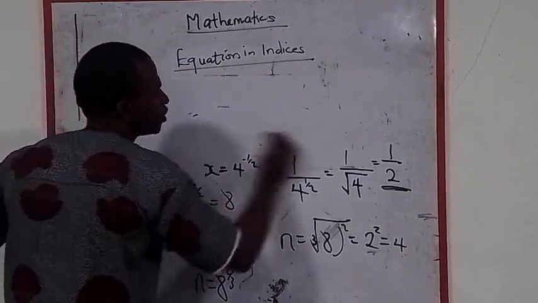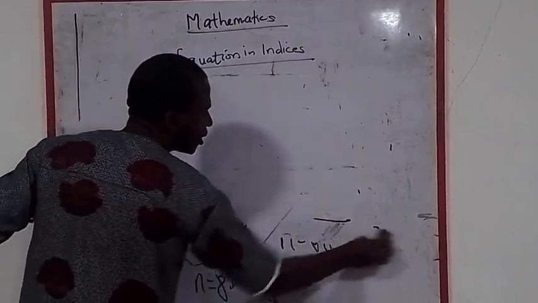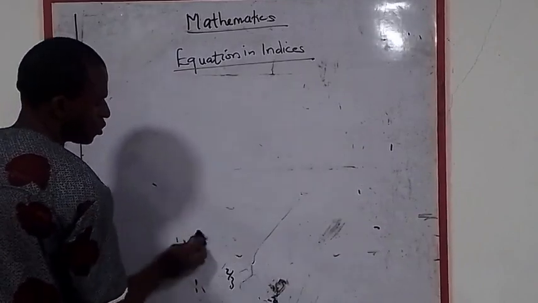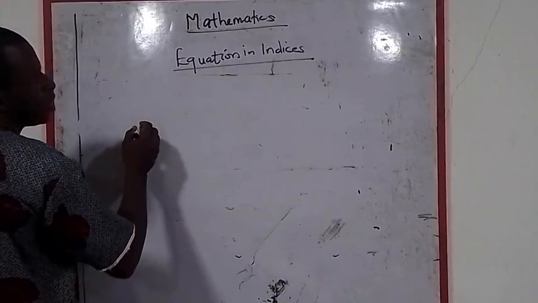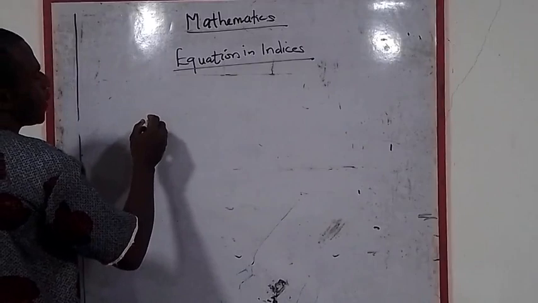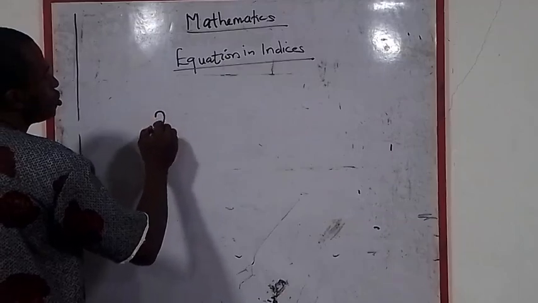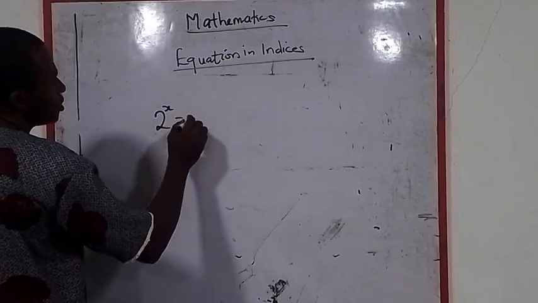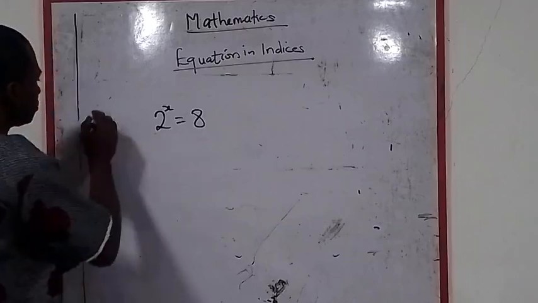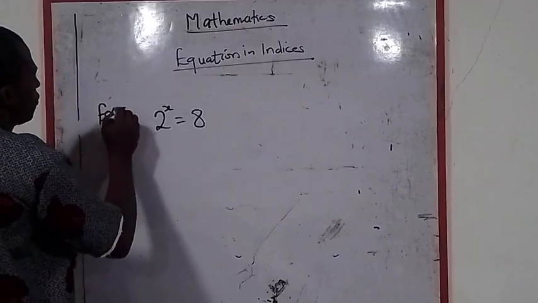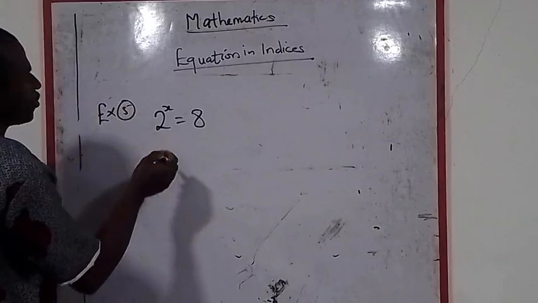Example 5. In these kind of questions, you're going to see that the power will be the unknown, unlike this case where the base is the unknown. Okay, let me give you something like, okay, let me just say 2 raised to the power x equal to 8. In this case, you will see that example 5. Example 5 or example 6, okay, example 5. So let me just see.